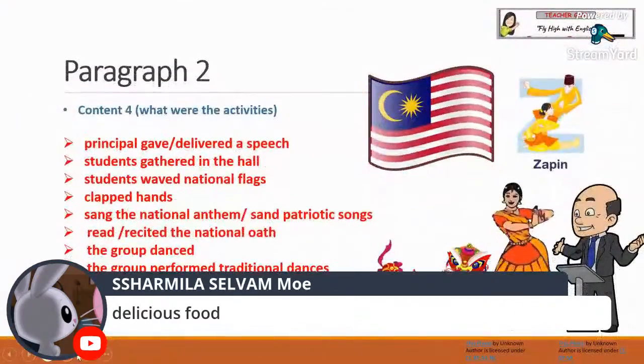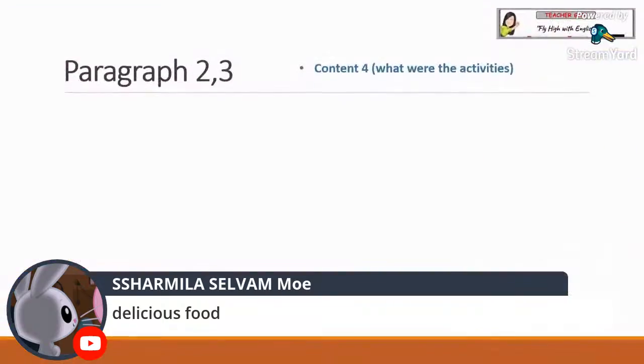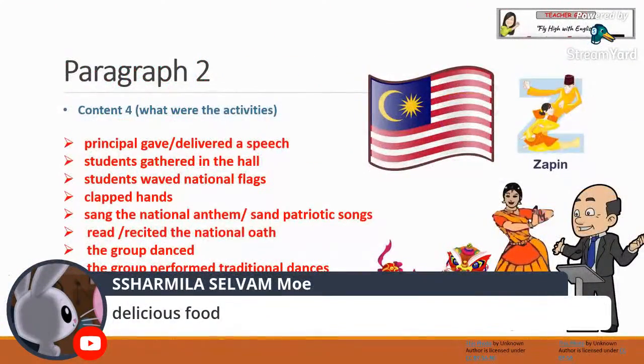Then we have paragraph 2. Paragraph 2, we are using content 4. Content 4 will be, what were the activities? So for example, we have the principal gave or delivered a speech, students gathered in the hall, students waved national flags, students or teachers clapped hands, sang the national anthem.